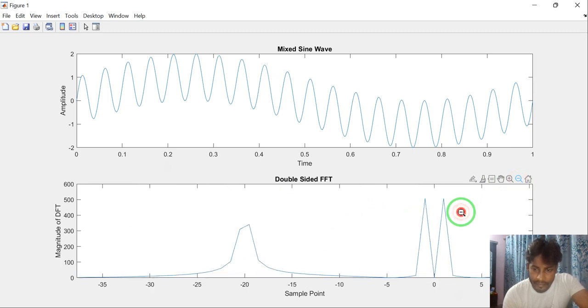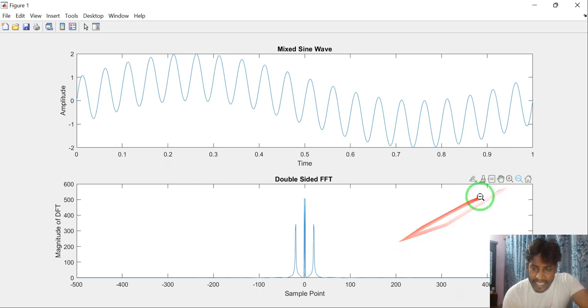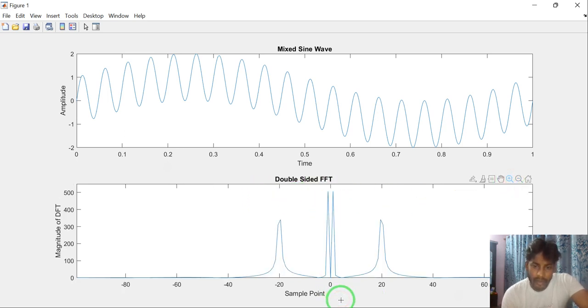Okay. We can maximize and minimize by this maximize tool and minimize tool. I am maximizing a little. Okay, so this one is 1 hertz, this one is 20 hertz, and because the signal is a real signal, the FFT is symmetric. Whatever frequency is above 0, that will be a mirror image on the negative side. Because the signal is real. If the input signal is complex, the output will be unsymmetric. Only above 0 we can see in the frequency domain.